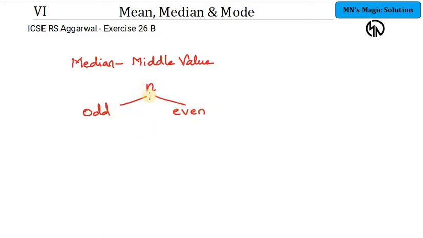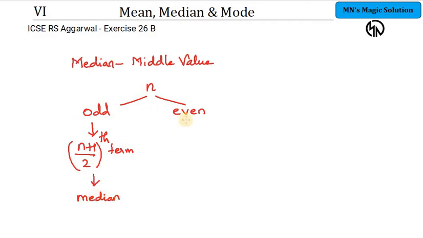If the number of terms is odd, in that case the median will be the (n plus 1) divided by 2th term, because you will get exactly a middle value. Only one middle data will be there, so you can take it as the median.